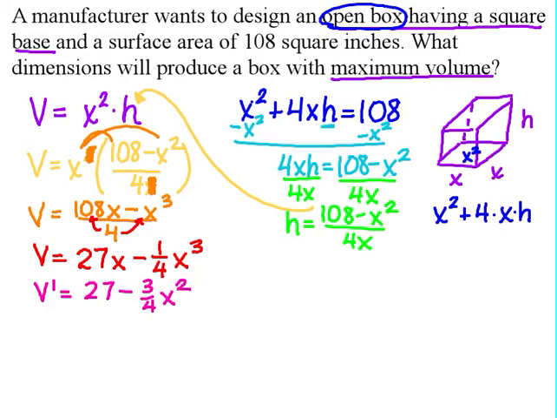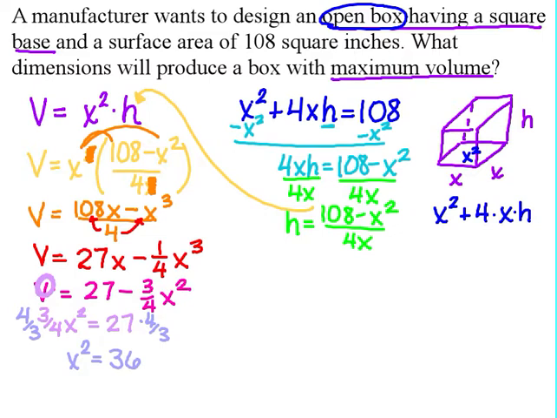Now I need to set the first derivative equal to 0. So I'm going to go ahead and assume that I have this equal to 0 right now. Then I'm going to add 3/4 x squared to both sides just because I'm running out of room. To solve that for x, I'm going to need to divide by 3/4 or multiply by 4/3. If you're using your calculator, you could actually take 27 divided by 3/4 or divided by 0.75. I get x squared to equal 36.